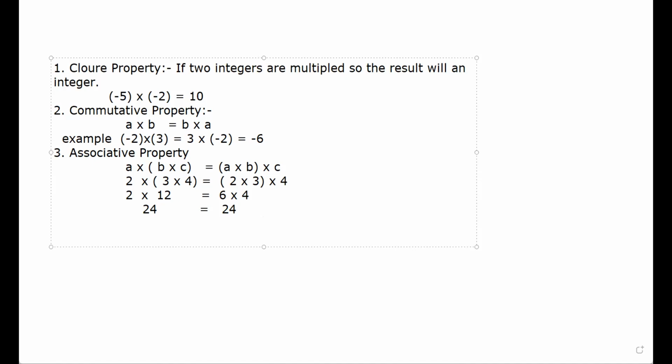Left hand side is equal to right hand side, RHS. So you can see that if we multiply the numbers in any grouping, the result will be the same. Okay, we have to solve the bracket first. The property is called associative property.